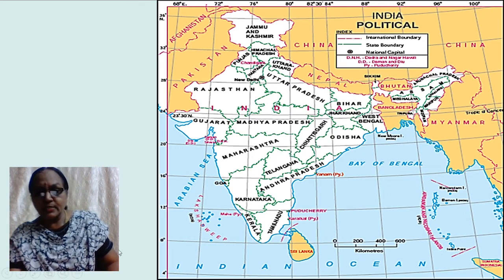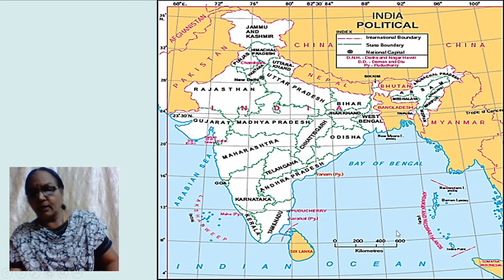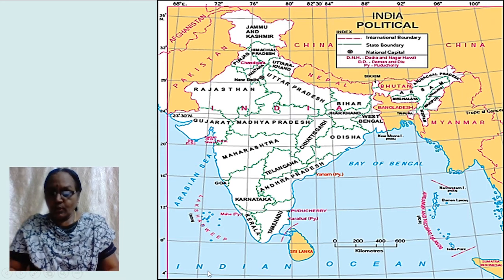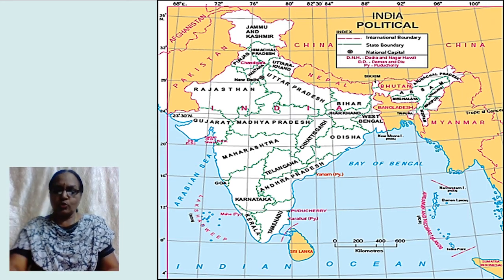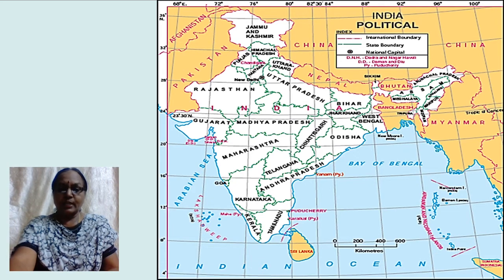Look at the islands. In the Arabian Sea, we have the Lakshadweep Islands. In the Bay of Bengal, we have the Andaman and Nicobar Islands. Very, very important, children. So you'll have to go through the map. You have questions based on that, so do not forget that.